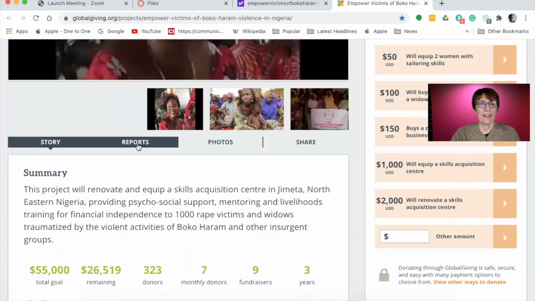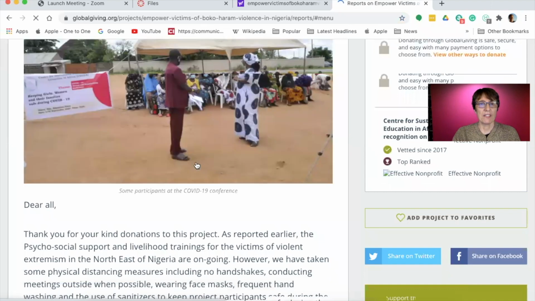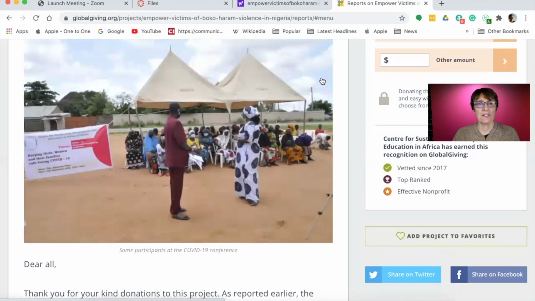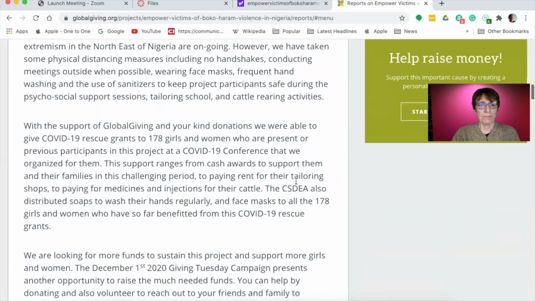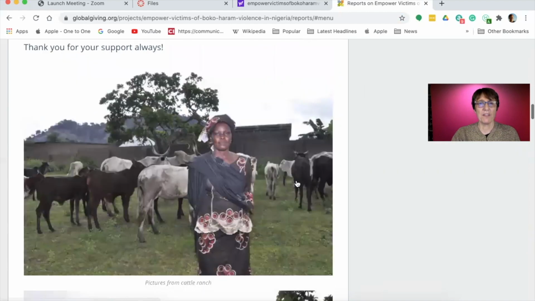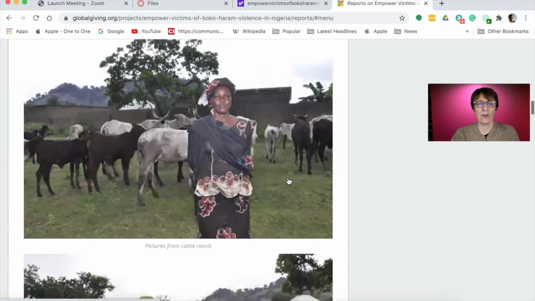Before I get to that, let me just say that if you want any more information, see where it says reports, you can click on reports and get information about the specific project. So here's that center that they've created to bring these people together and provide them services. So here's the center, and here's a report. Every time they make progress, they put out a report, and I think they put out quarterly reports.